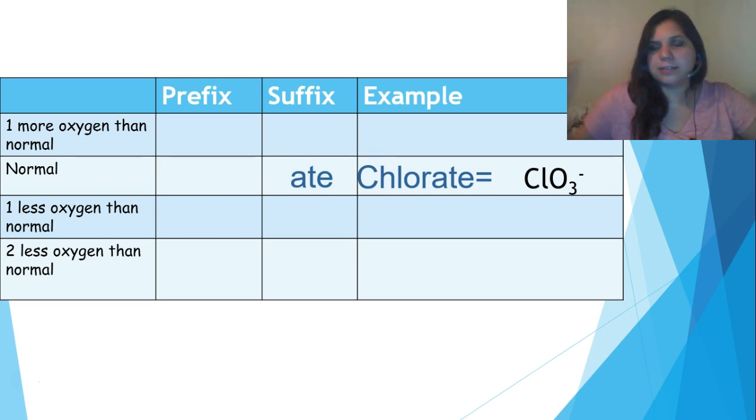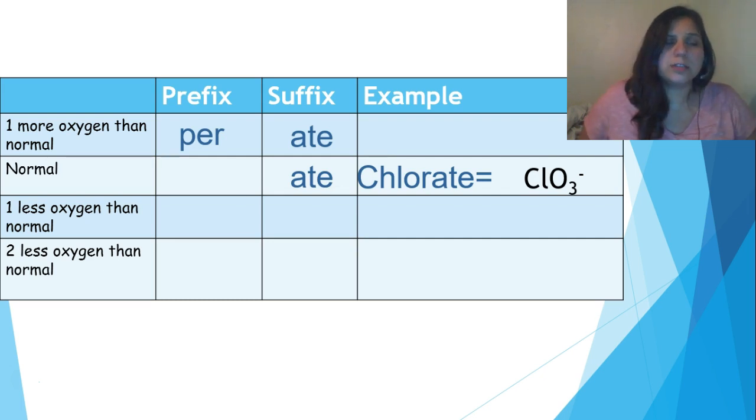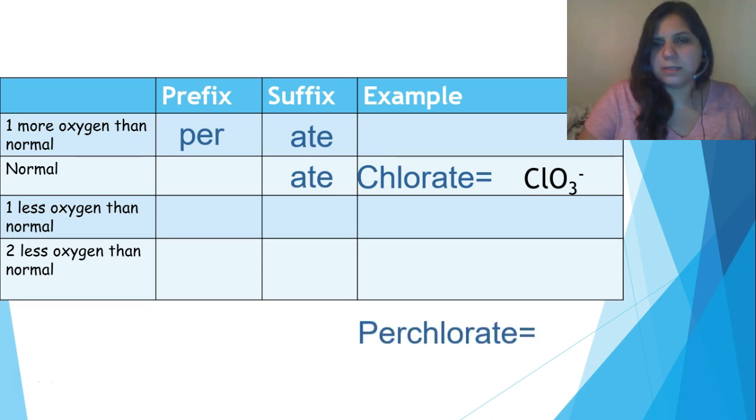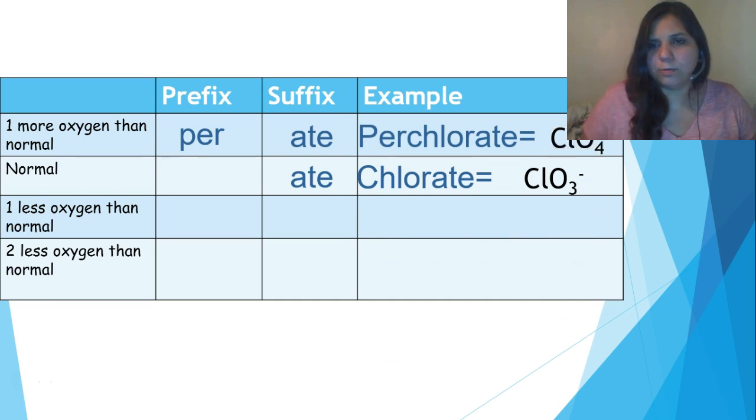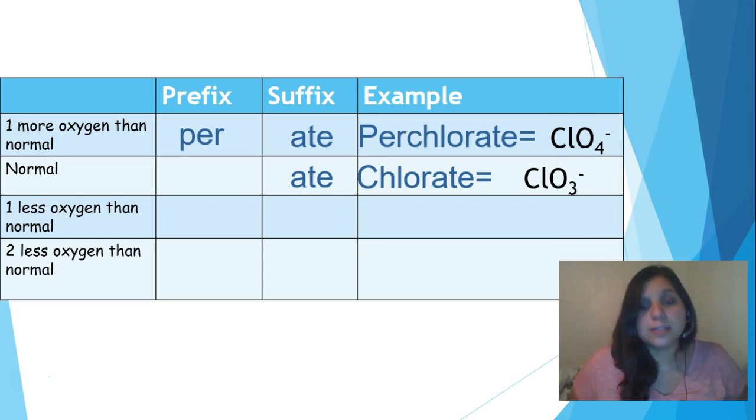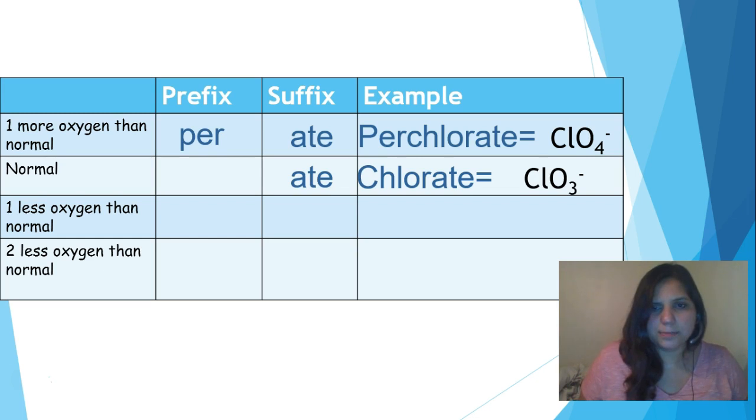Okay, so if we have chlorate, ClO3 1-, we're going to change that into the per-ate form. Now, according to this table, per-ate, where we're adding a prefix, is 1 more oxygen than the normal form. So if chlorate is ClO3, then perchlorate is going to be ClO4 with a 1- charge. Notice that the charge didn't change. The only thing that changed is the number of oxygen atoms.